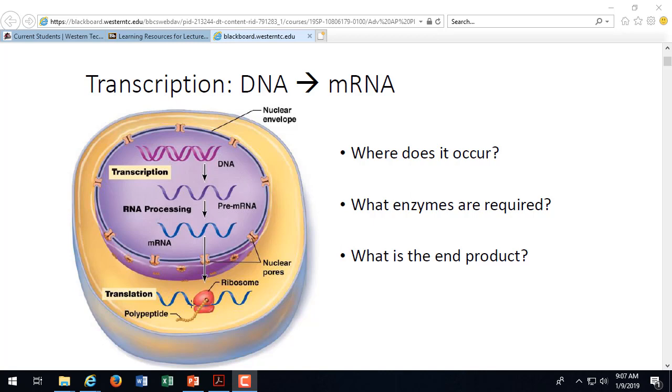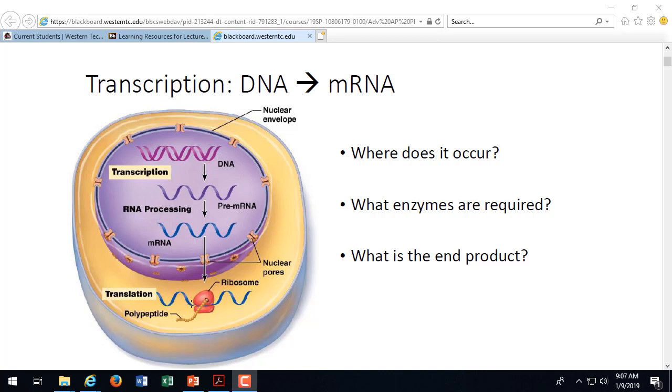translation. So when you think of a translator, right, someone who's converting one language to another, that's what we're doing here. We're taking the language of nucleic acids, of messenger RNA, and converting it to the language of proteins. So we're linking amino acids to make a protein.